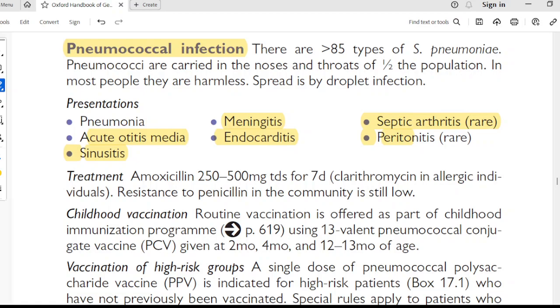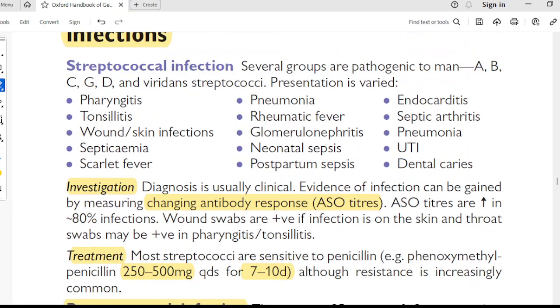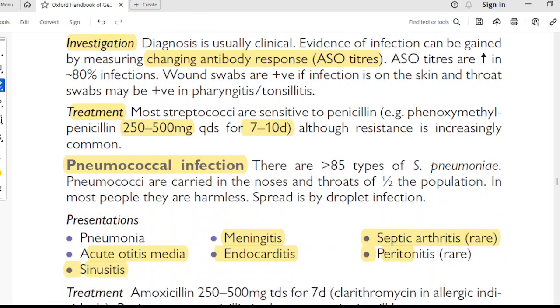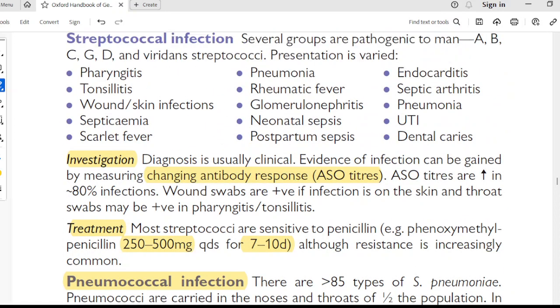So these are four specific infections: acute otitis media, sinusitis, meningitis, endocarditis. These are associated with pneumococcal infection. So we didn't find sinusitis, acute otitis media and meningitis in streptococcus.